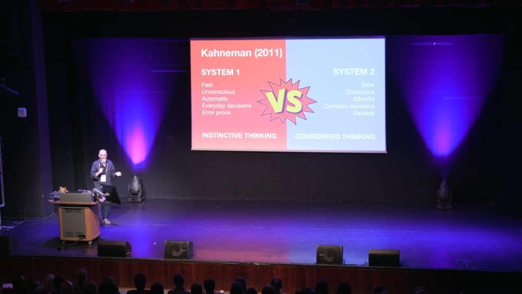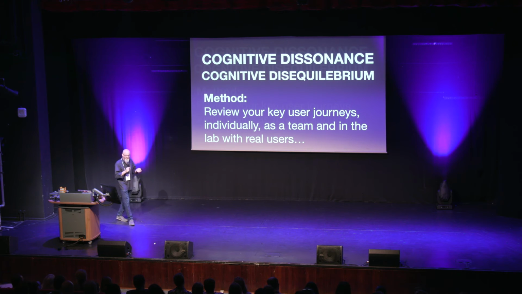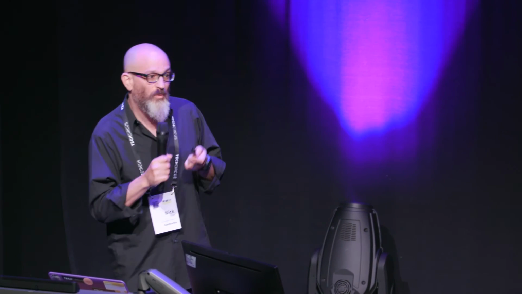System 1, very much instinctive. System 2, considered. Once you get conflict between these two systems, you end up with cognitive dissonance or cognitive disequilibrium. What you need to do is review your key user journeys, those golden journeys, individually, as a team, with users.